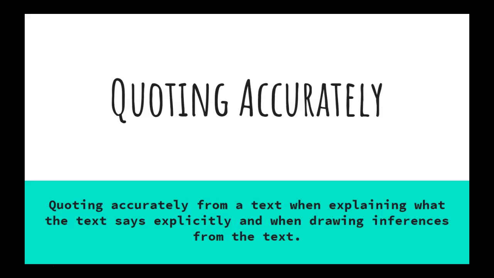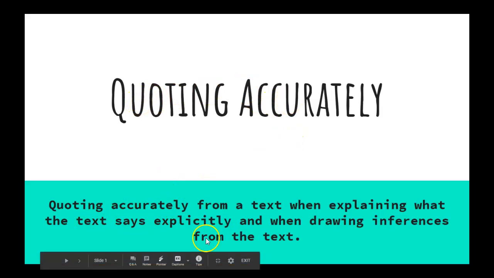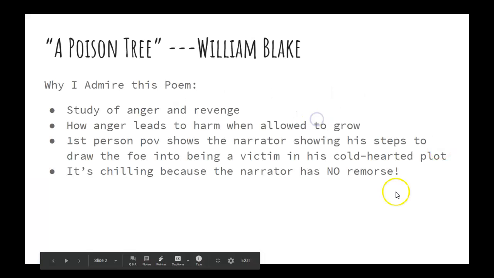But we're going to get into a little bit more detail on the poems. We're going to be learning about two specific things in these two poems. One is called tone, and one is called character. So, quoting accurately from a text when explaining what the text says explicitly and when drawing inferences from the text. We're going to learn how to quote the text exactly as it says in the text, which is the word explicitly, and what sort of things we can decide because of the text. That's what drawing inferences is.